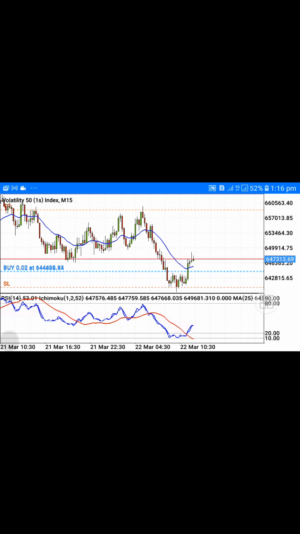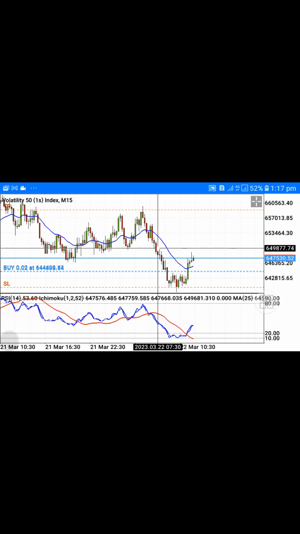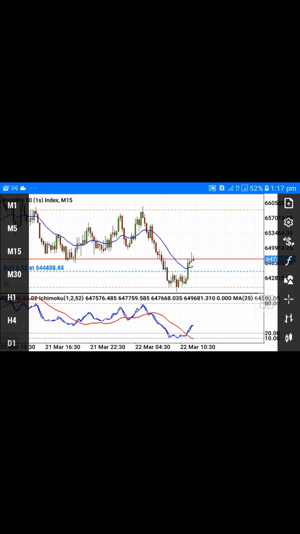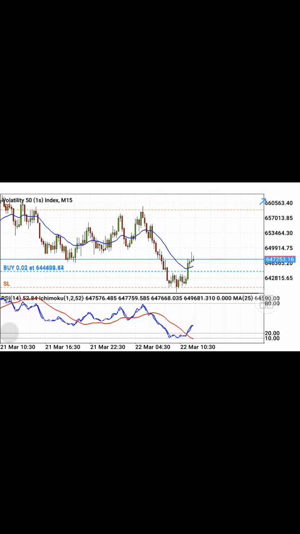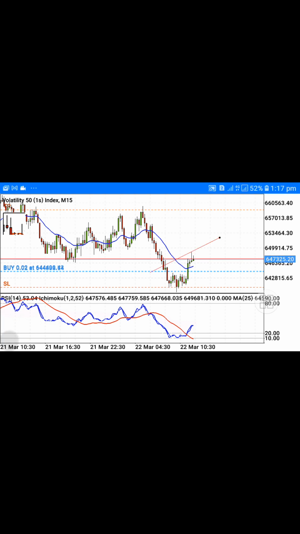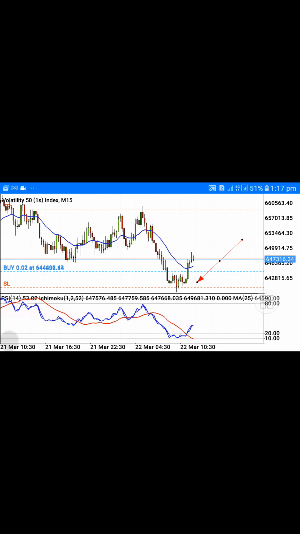So here now I have this condition to meet up. You can see once it gets to this point here, once it crosses this line, I can place a trade.